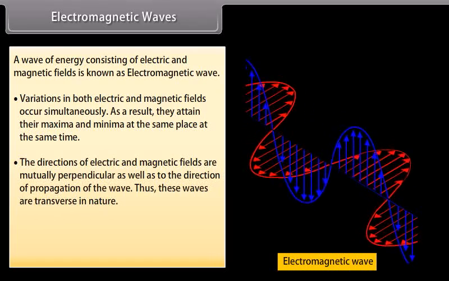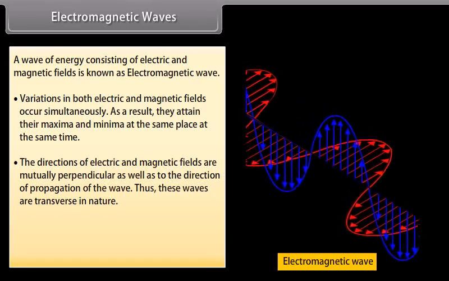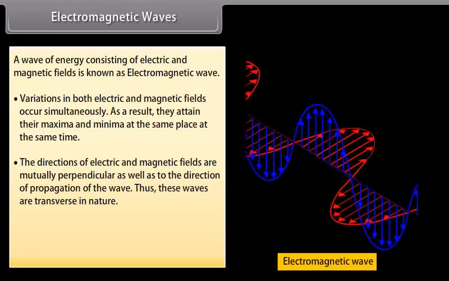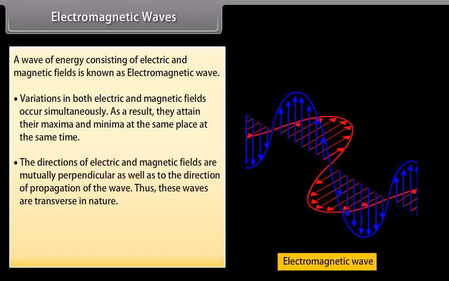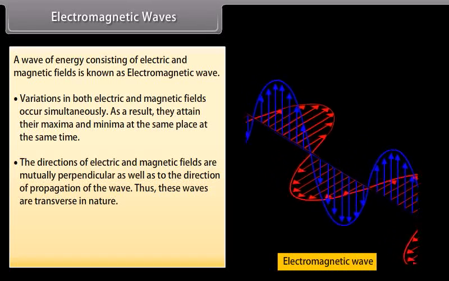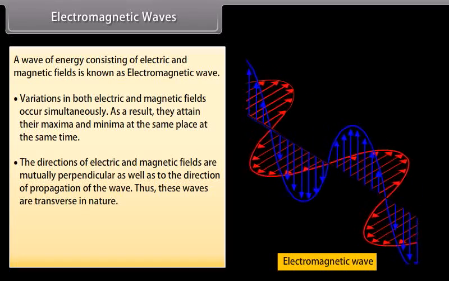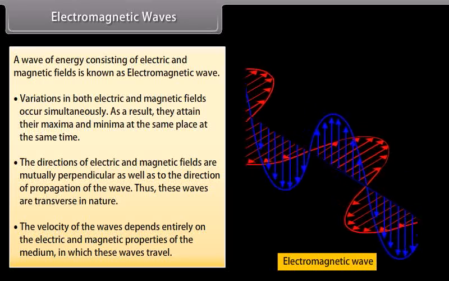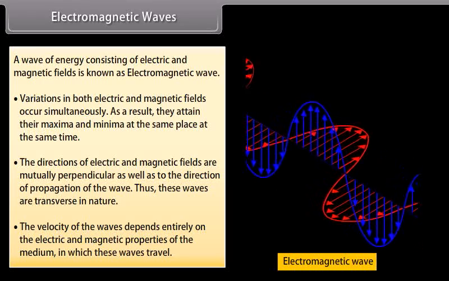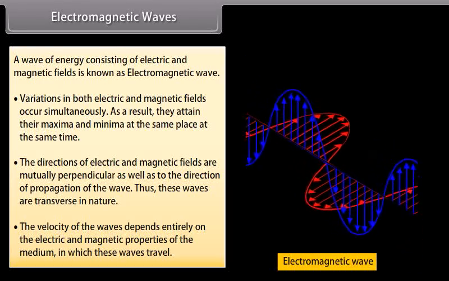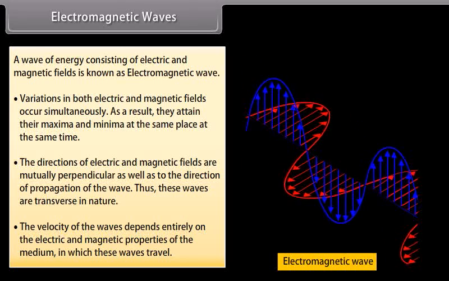The directions of electric and magnetic fields are mutually perpendicular as well as perpendicular to the direction of propagation of the wave. Thus, these waves are transverse in nature. The velocity of the waves depends entirely on the electric and magnetic properties of the medium in which these waves travel.